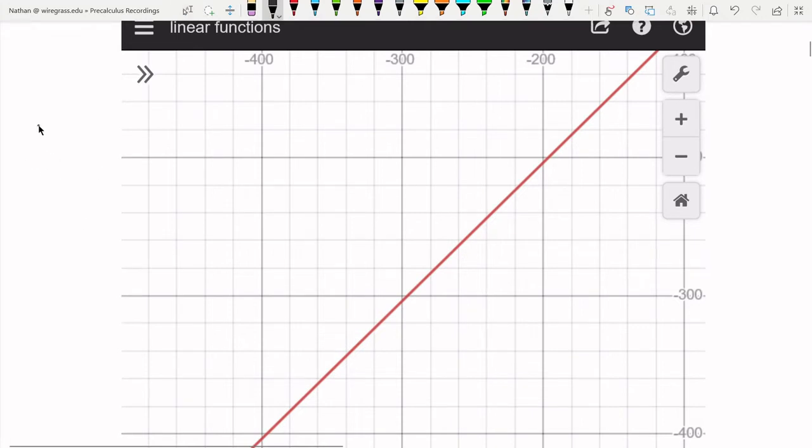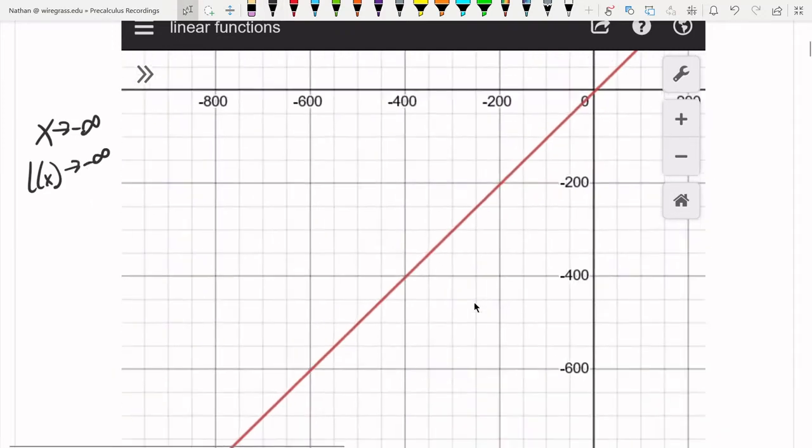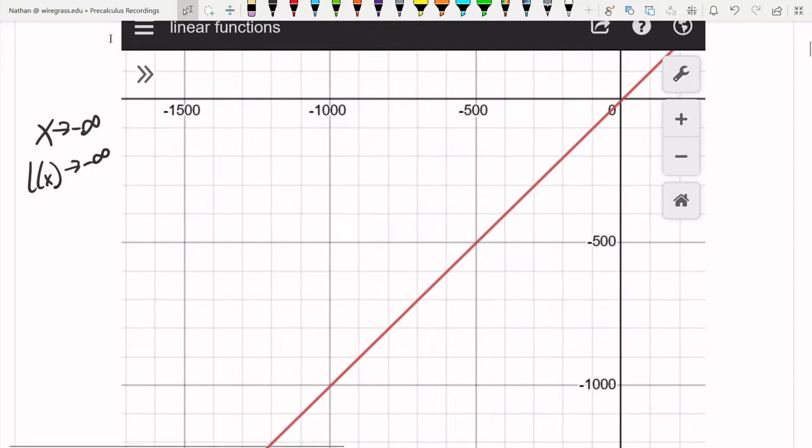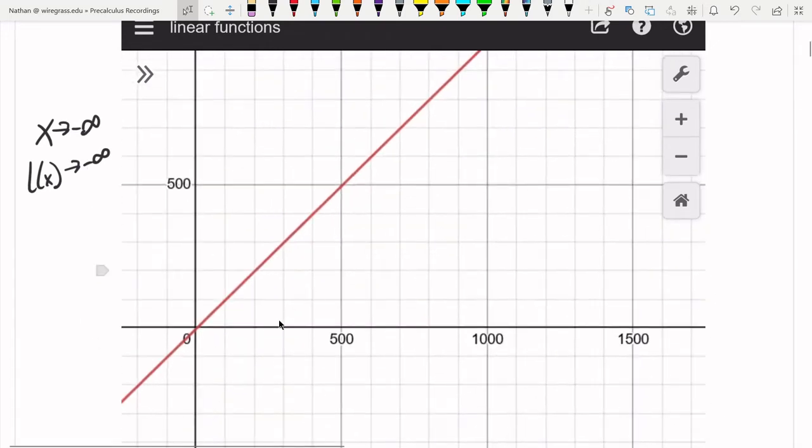So we say as x goes to negative infinity, the function, or I should say L of x here for linear function, goes to negative infinity as well. It just keeps going downward on the y-axis. You can see as I go this way, the function just keeps going down. All these values keep going lower and lower. And the opposite happens as we go to the positive direction.